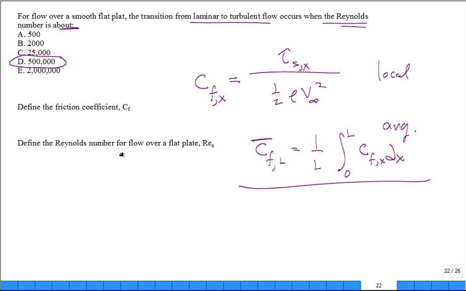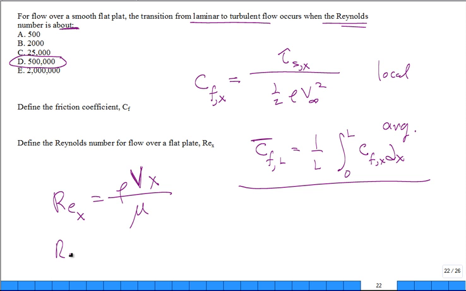Define the Reynolds number for flow over a flat plate, Re. It's rho V x over mu, where V is V infinity, the free stream velocity. Some people leave off the infinity.